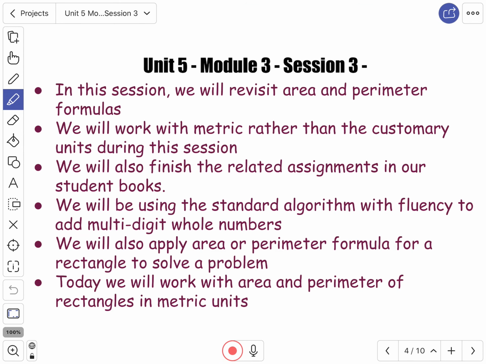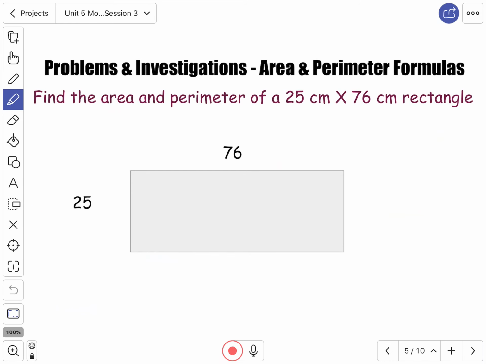Okay, so now we're actually officially ready to start this lesson. So in this session, we're going to revisit area and perimeter formulas. We're going to work with metric rather than the customary units during this session. We will also finish the related assignments in our student books. We will be using the standard algorithm with fluency to add multi-digit whole numbers, and we will also apply the area or perimeter formula for a rectangle to solve a problem. And today we will work with area and perimeter of rectangles in metric units.